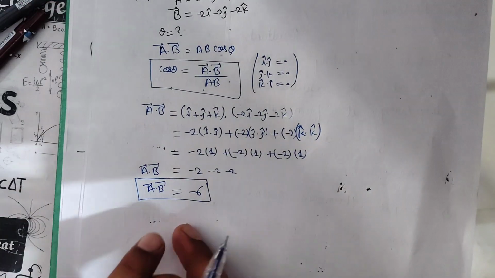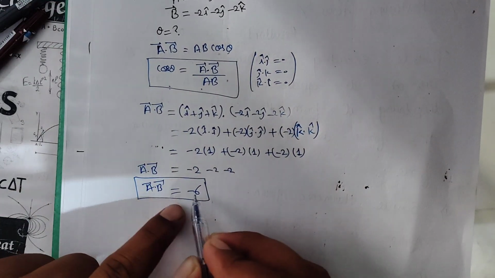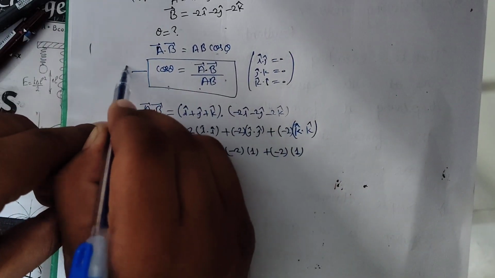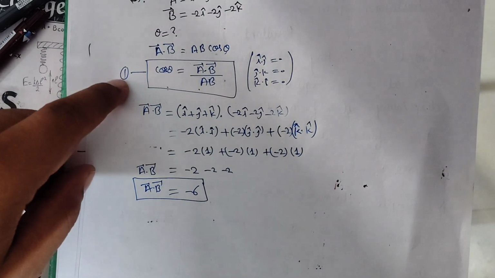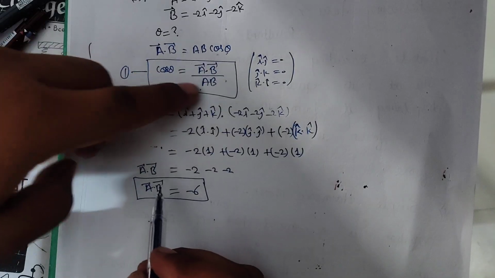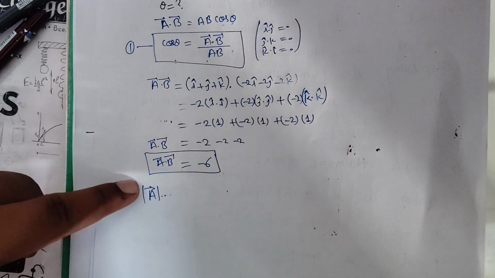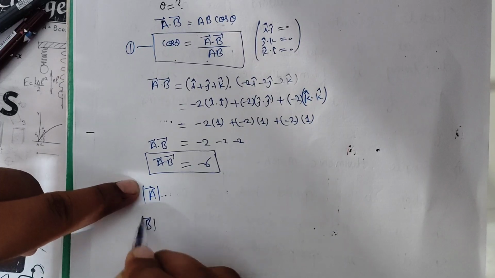So we have found the value of a dot b. Now the task is to get the value of cos theta, that is theta. A dot b is determined. Now the task is to find the value of the modulus of vector a and the modulus of vector b.